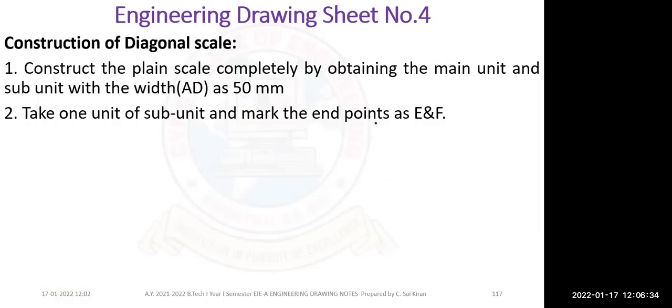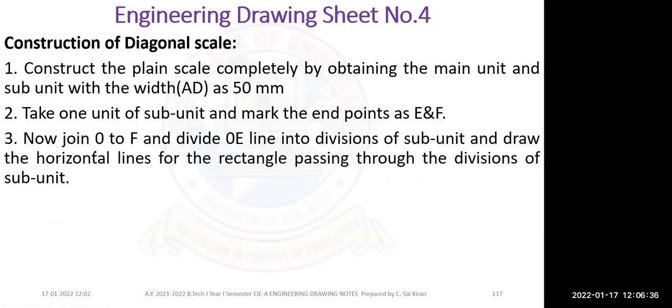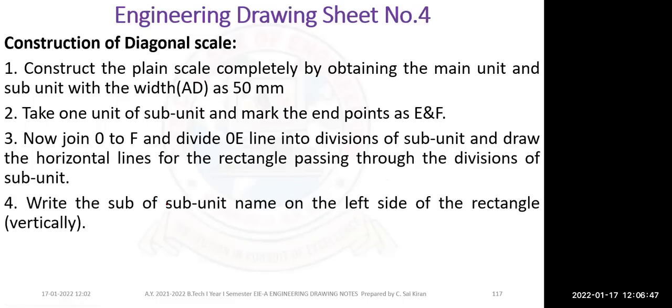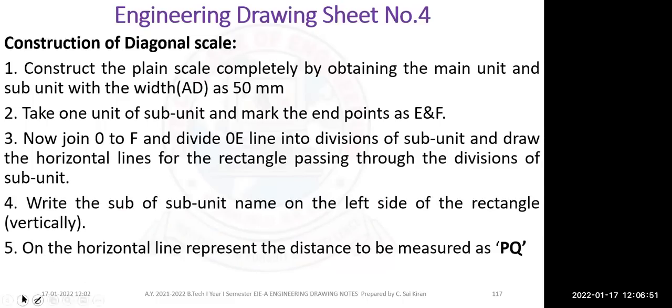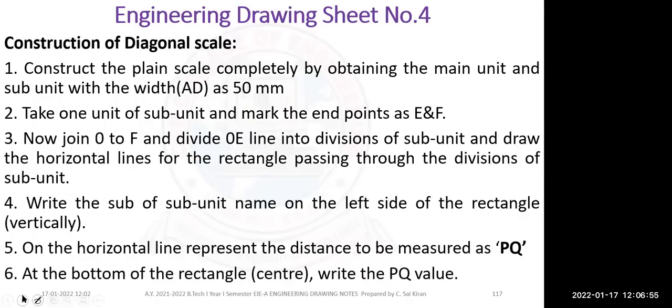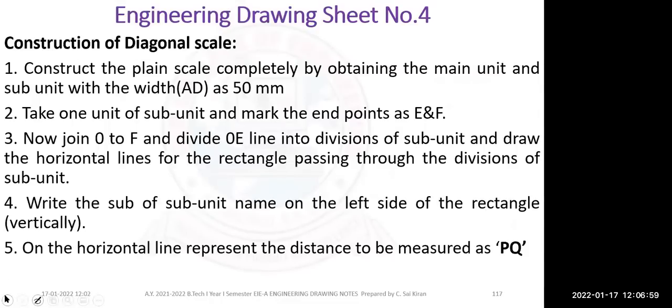So take 1 unit and mark the end point as EF. Then divide the OF line into units, and divide the OE line into divisions of subunit, and draw the horizontal lines for the rectangle. Then write the sub of subunit on the left side vertically. On the horizontal line, represent the distance to be measured as PQ. Okay. At the bottom, you have to write. Okay, so I'll be showing once again.